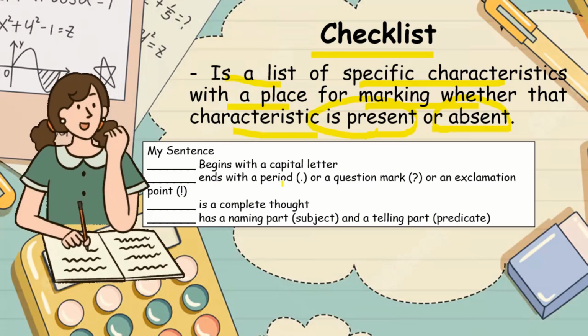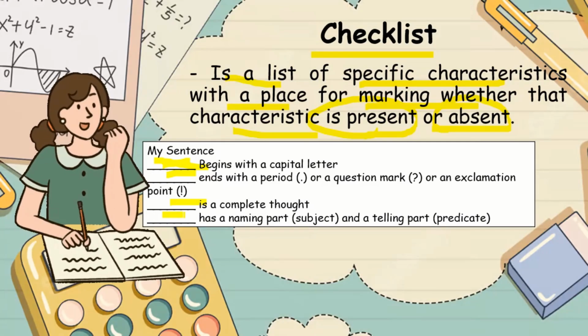So we have here a table or a figure. For example, this is a sentence skills checklist. My sentence begins with a capital letter, ends with a period or a question mark. If your sentence begins with a capital, you put a check. If it ends with a period, you put a check or a mark, or is a complete thought, put a mark, or has a naming part, and so on.